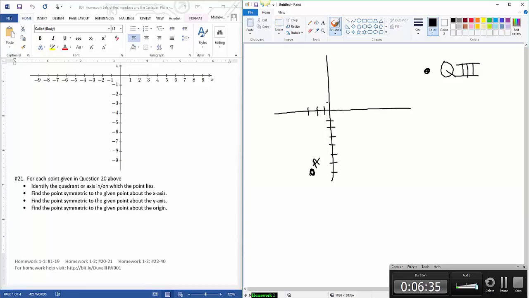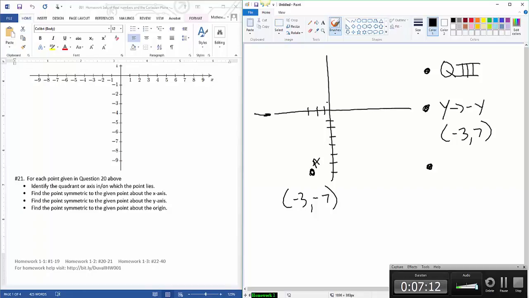It says find the point symmetric about the x-axis. So if this is my axis here, the point is being flipped over that axis. The only thing that's changing when it's getting flipped is the y value. So y is going to go to -y. If my point is -3, -7, I'm adding a negative to my y, so that's going to be -3, +7.